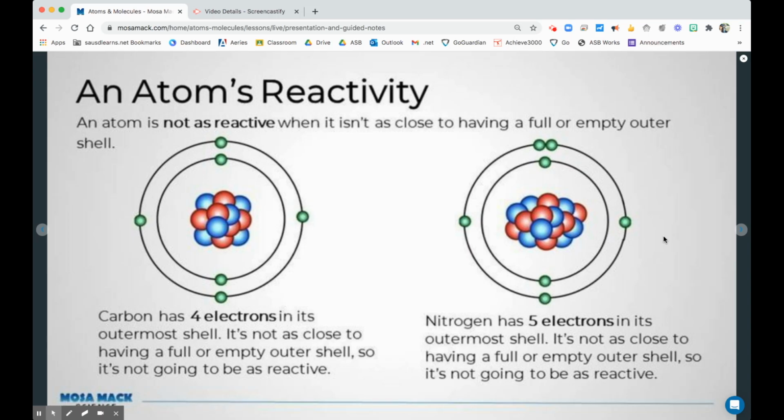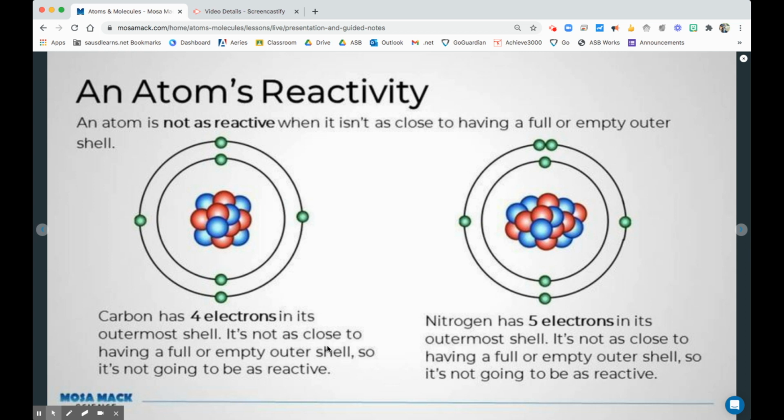Now we're going to take a look at when an atom is least reactive. An atom is not as reactive when it isn't as close to having a full or empty outer shell. So we're going to take a look at carbon. The carbon's outer shell has 1, 2, 3, 4. Carbon has 4 electrons in its outermost shell.